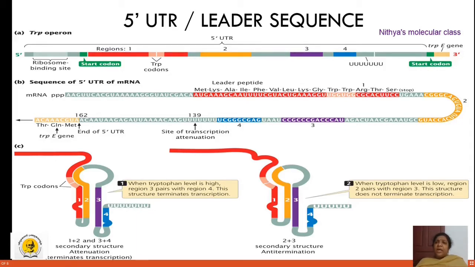Already your regulatory protein is stopping the transcription. Then why do you need another set of control? Because the first set of control is inhibiting the transcription by only 60%. You need an additional 10%. So this mechanism is involved in this particular operon. See how this 5' UTR is influencing our transcription. How is it happening? You can see two tryptophan codons in the first region.